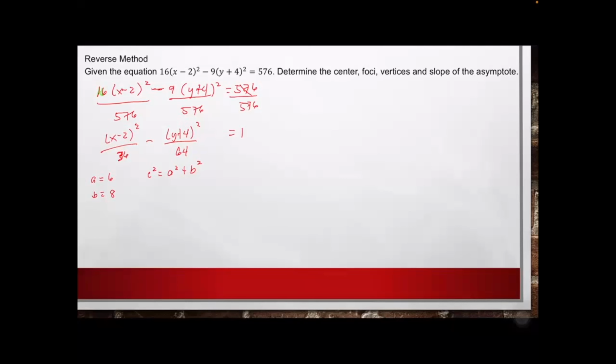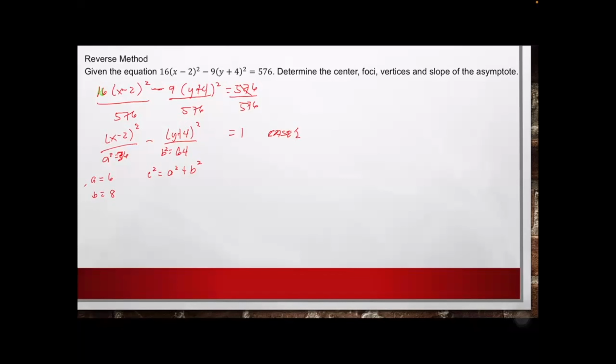Now, paano nakuha si letter A? Ito yung ating letter A kasi ito yung ating A squared. A squared is equal to 36. This is case 1 kasi nauna yung x tapos sumunod yung y. Kaya ito ay case 1. A squared is 36. That's why our A is 6. B squared is equal to 64. That's why our B is 8 kasi 8 times 8. Square root lang. Then we will have here the getting for the C.